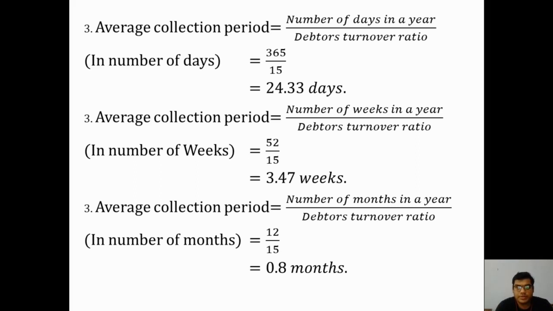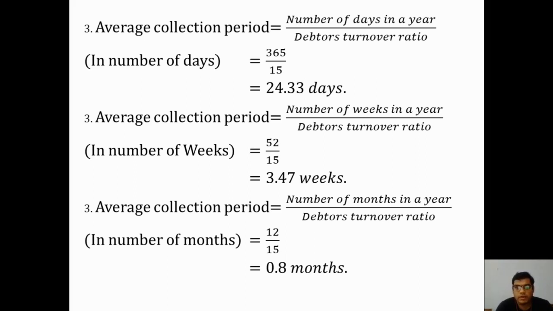Average collection period is equal to the number of days in a year divided by the debtors turnover ratio. That is 365 days divided by 10 times. The answer will be 24.33 days.